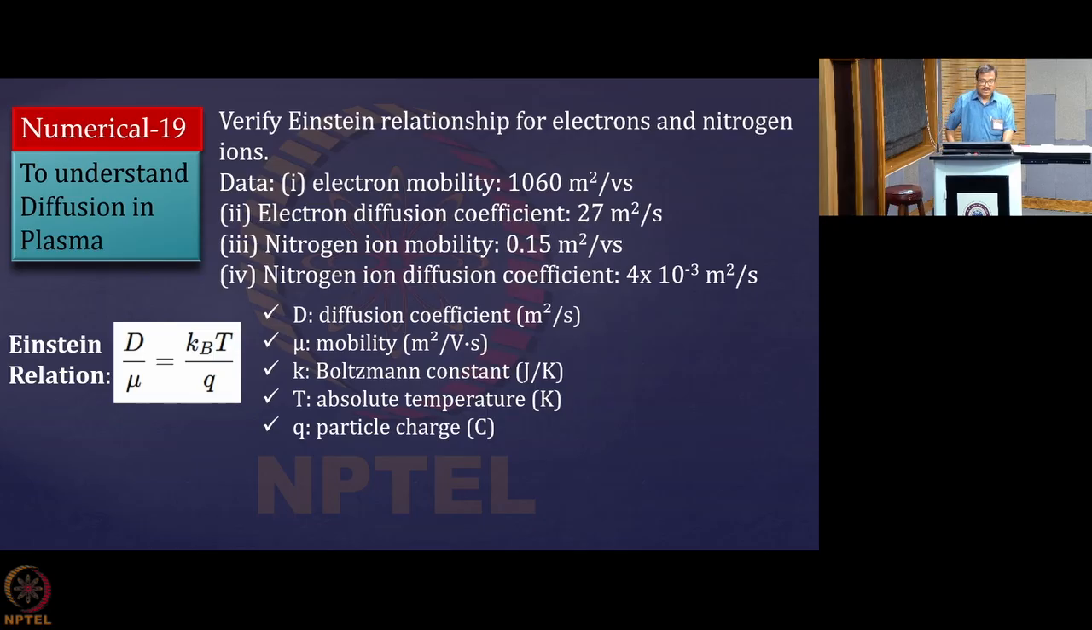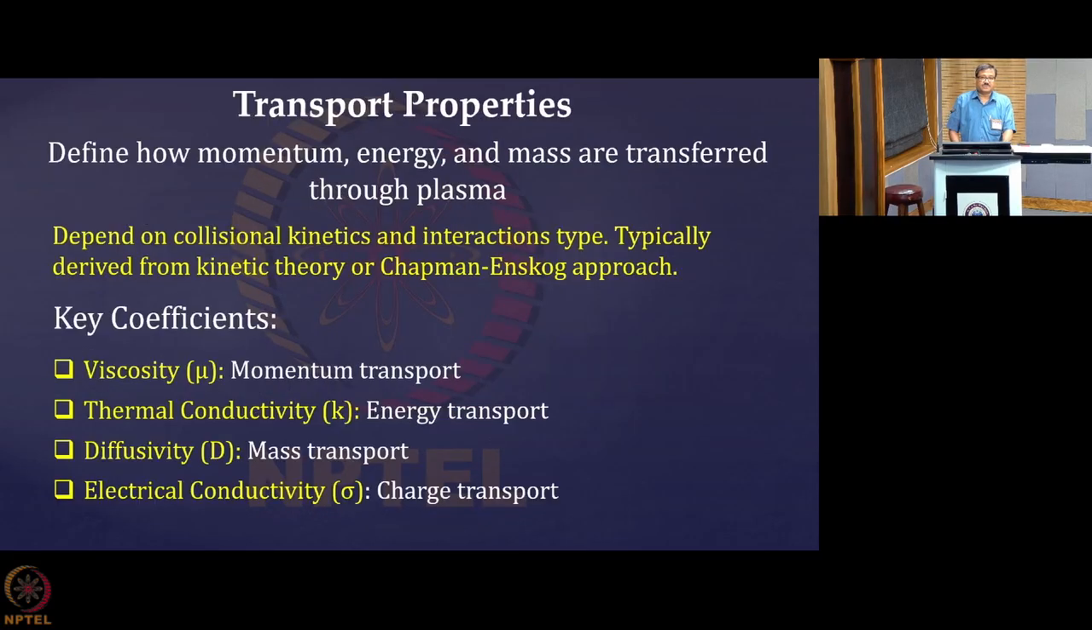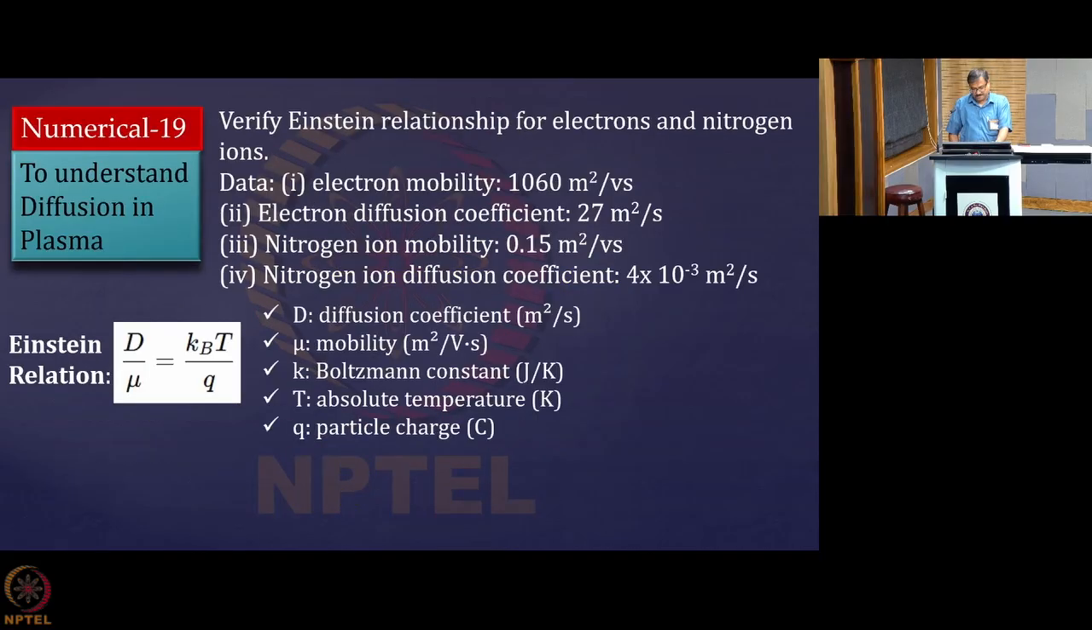Don't get confused between this mu and the viscosity, because the symbol mu is also sometimes used for that. This mu is the mobility here in Einstein's relationship. What we need to do is check whether the Einstein relationship holds well for the kind of data that we have obtained here.